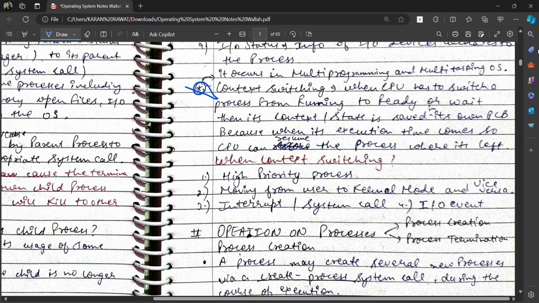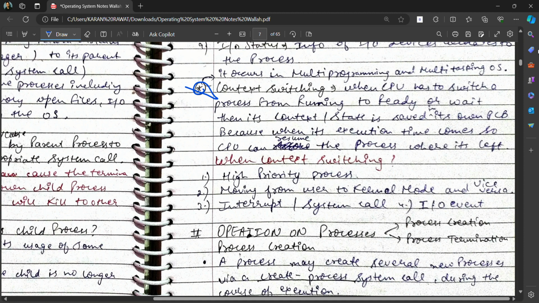If you do not get it, I will tell you what happens when the CPU is executing processes. If the CPU has to switch a particular process from running to ready or wait state, then its context, or in simple language its state, is saved in its own PCB.